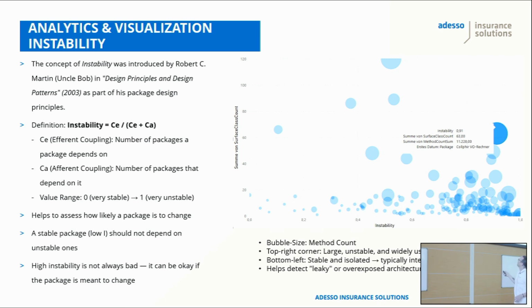So for example, this one here has a high instability number, and the number of surface classes is above average. And this bubble is pretty huge. So this might definitely be something we should look into. It might have a high importance regarding the system, and we should look into this. Okay, instability.